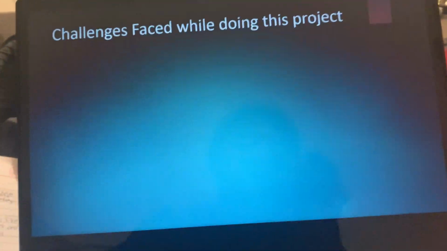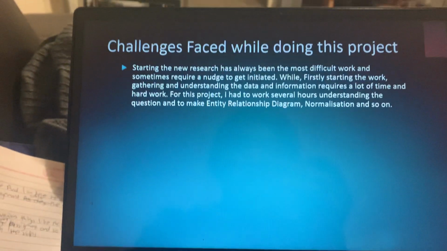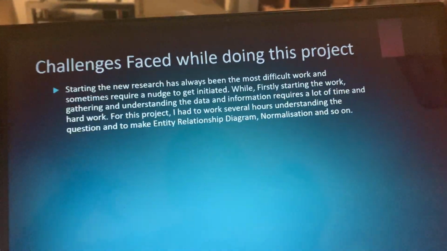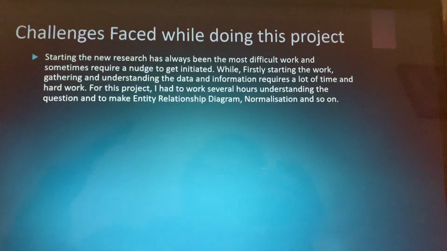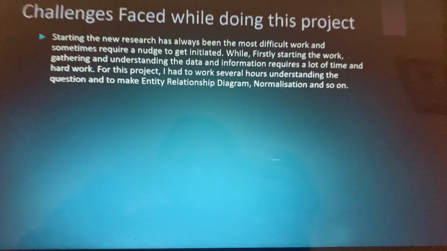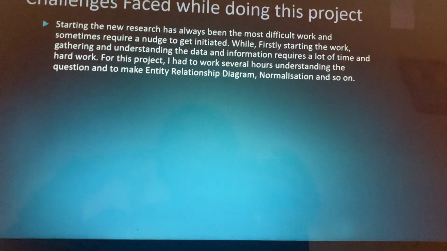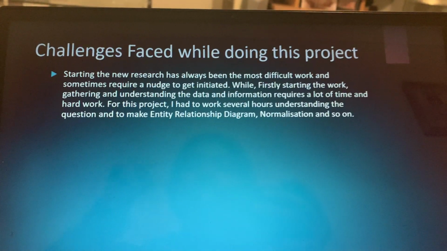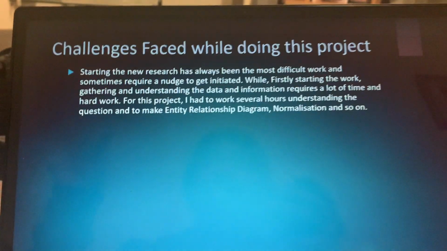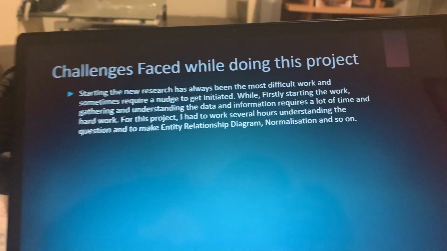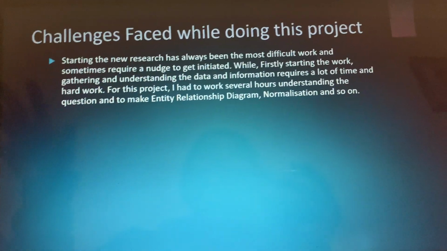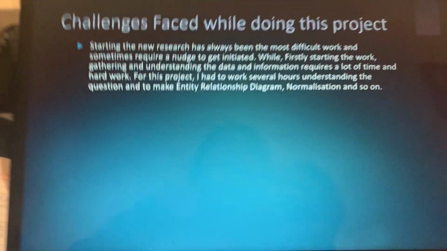Challenges that I faced while doing this project. Starting on a new resource has always been the most difficult and sometimes requires a huge amount of knowledge to get initiated. No one wants to do a job or anything which they are not familiar with, so it goes the same with the assignment too. While firstly starting the work, gathering and understanding the information requires a lot of time and hard work. We have to gather all the information, data, and all the relevant sources, then write it down and work on it. It's a really hard and difficult job.